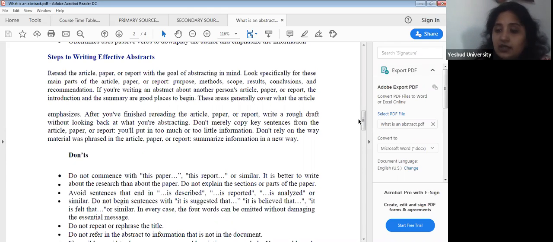Then results, you have to write down your results in short. Then conclusions: after getting your results, what conclusions you have made on that. You have to write down those things, and what other recommendations you have got under which you have written your research project.